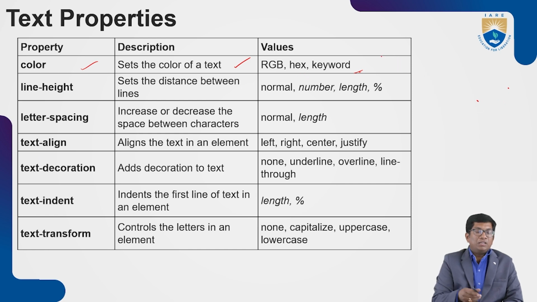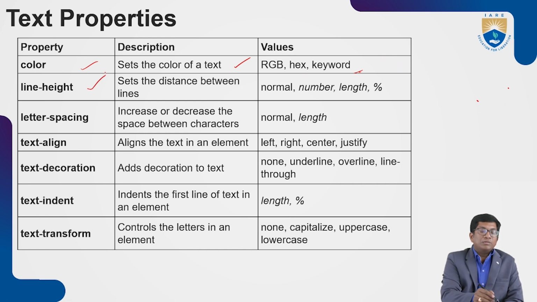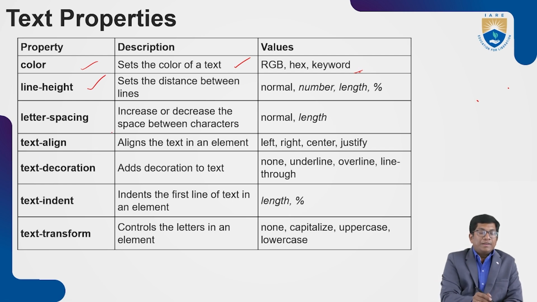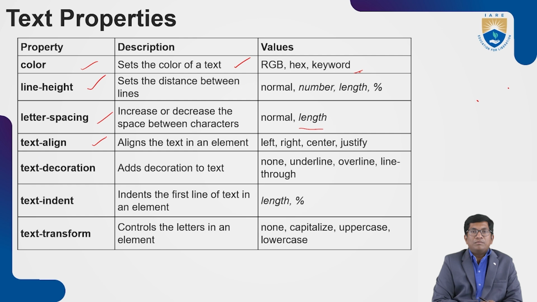Next we have the property line height. It specifies how much height you need between lines. Next, letter spacing, which increases or decreases the space between characters; you can specify the length. Next we have text align, the way to display content in the browser: left, right, center, or justify. We can display your content attractively based on your requirement using text align.